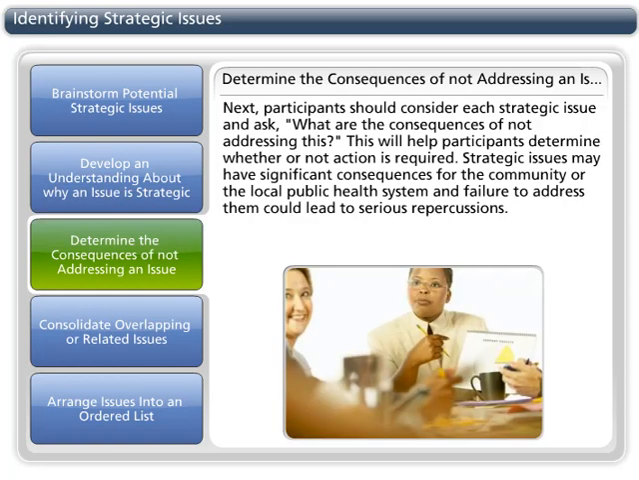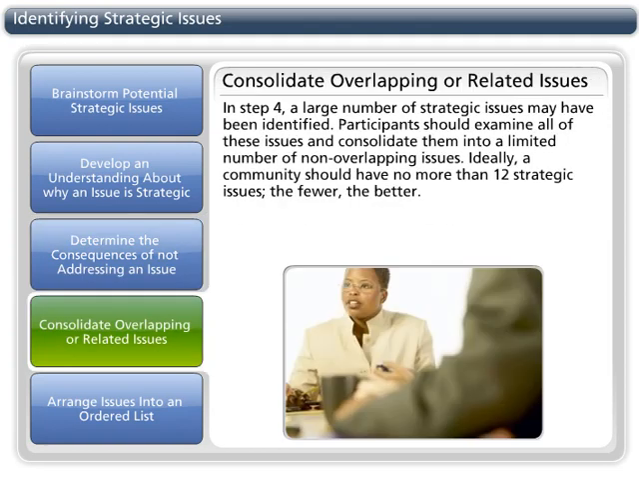Next, participants should consider each strategic issue and ask, what are the consequences of not addressing this? This will help participants determine whether or not action is required. Strategic issues may have significant consequences for the community or the local public health system, and failure to address them could lead to serious repercussions.